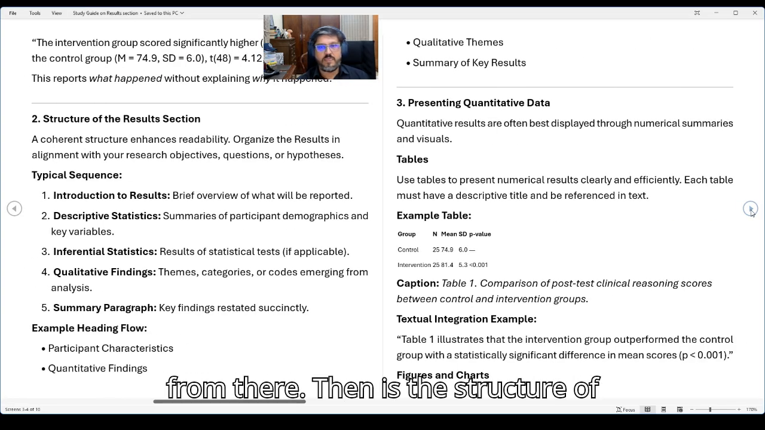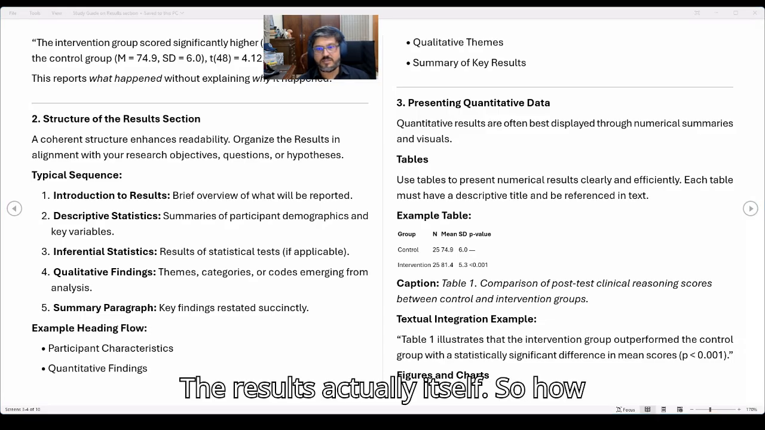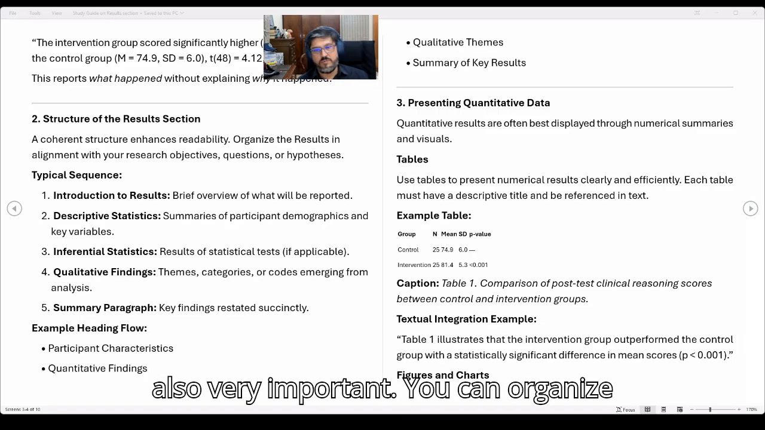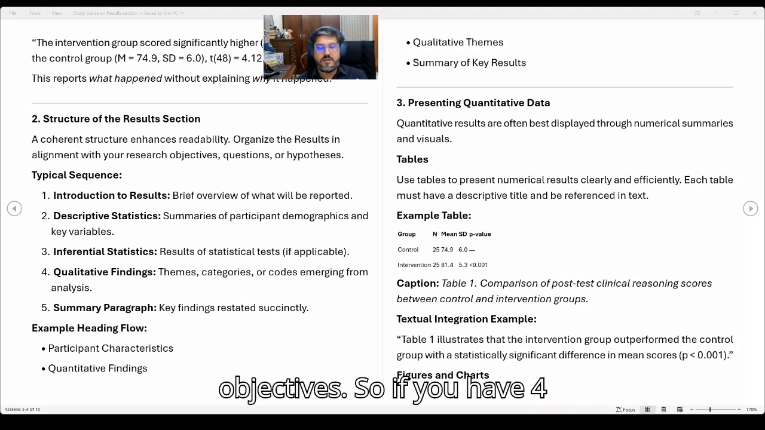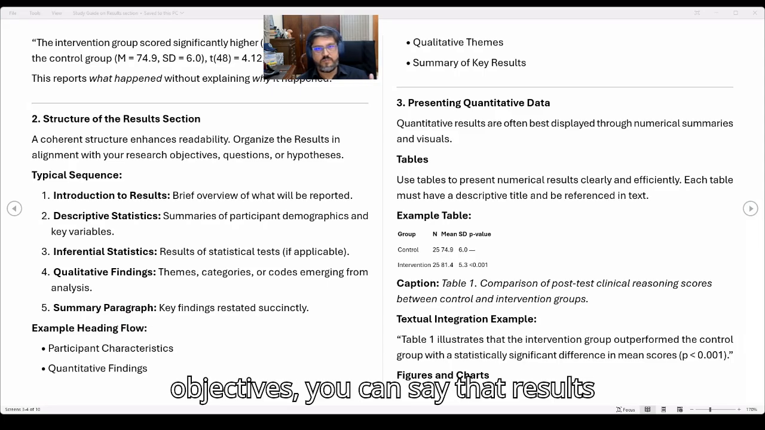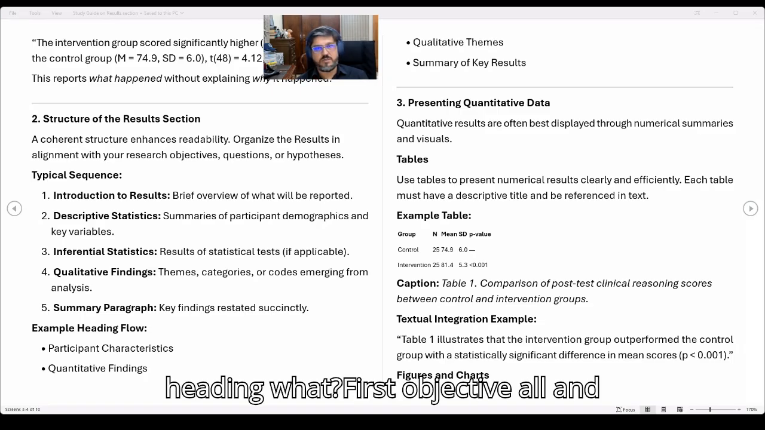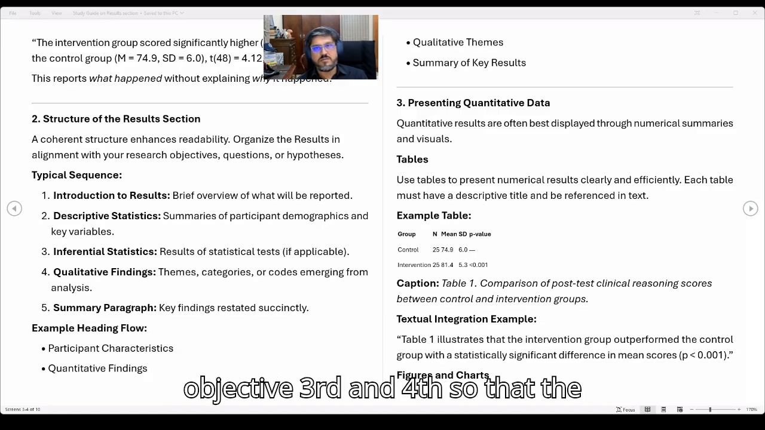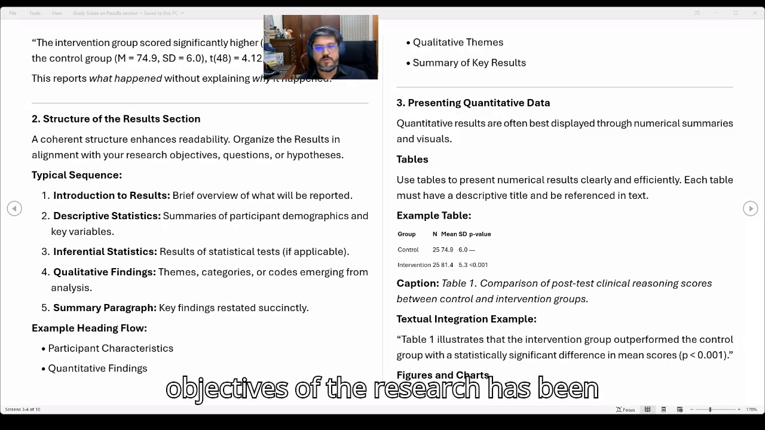Then there is the structure of the results section itself. How you organize the results is also very important. You can organize the results based on the research objectives. So if you have four objectives, you can give the heading of what the first objective was and then mention the results, then the second, third, and fourth, so that the reader understands that the objectives of the research have been answered.